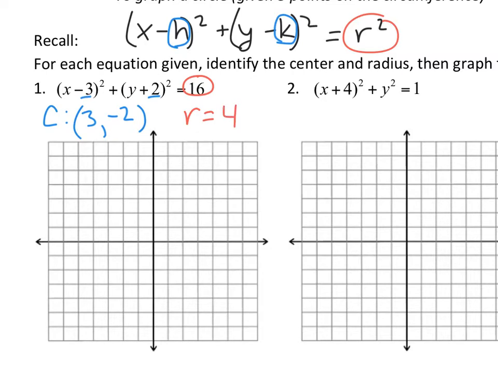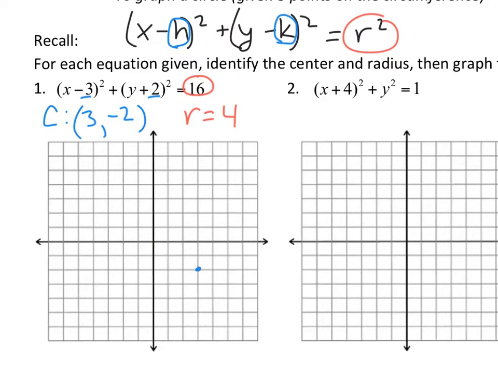Okay, putting that on a graph. Some of you are going to be bothered by this because we're not going to be totally exact unless you want to pull out your compass. I'm going to do some estimation, but I can do a pretty decent circle. I'm going to count over 3 and down 2, and that's going to be my center point. So let's put a point right there. And then the radius is 4.